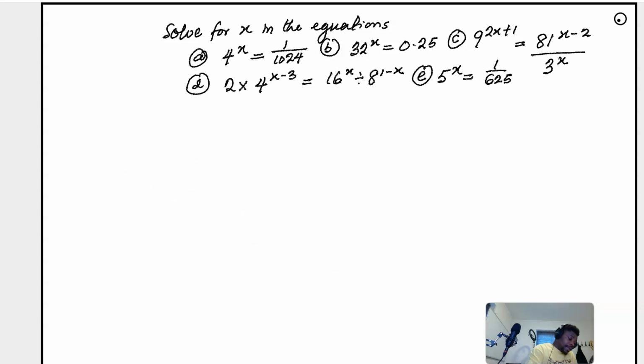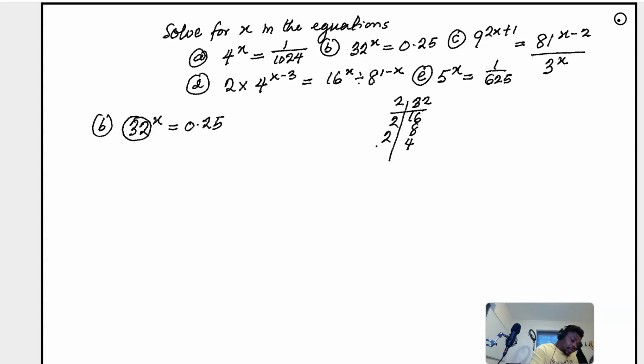Now, question B. 32 raised to x is equal to 0.25. Let's take 32 to its simplest form. What can go in 32? That is 2. So 2 here 16, 2 here 8, 2 here 4, 2 here 2, and 2 here 1. So 2 will multiply itself 5 times. So 32 is something as 2 raised to 5. And we have x there.